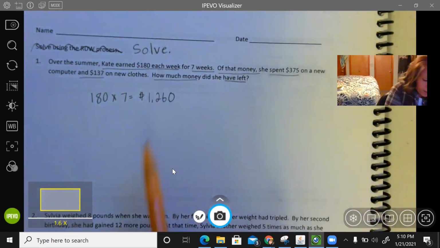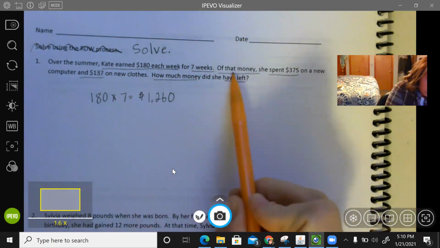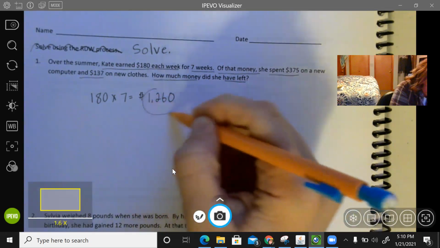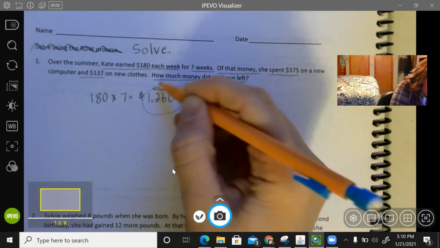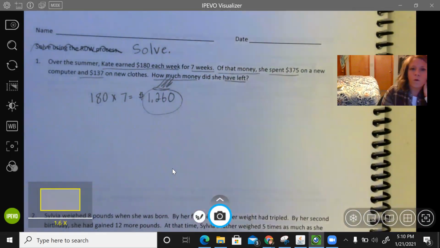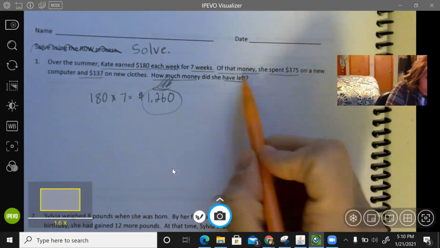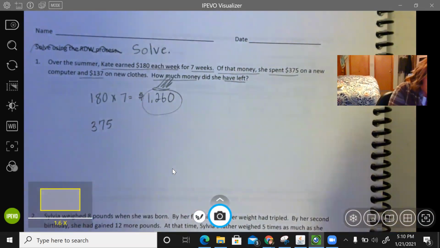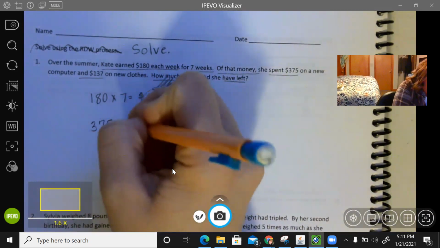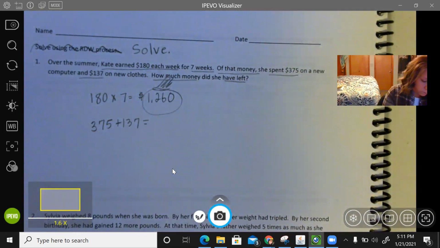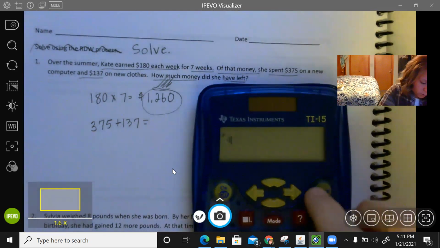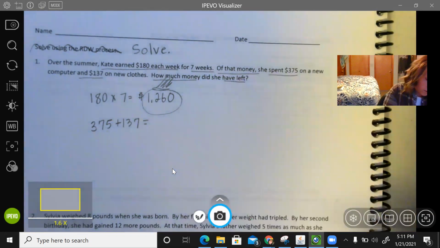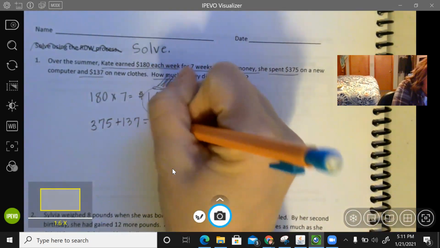Okay, so that's how much money she earned. So here's her big sack of money, $1,260. She spent $375 on a new computer and $137 on clothes. Computer and clothes. Okay, so I'm going to add 375 and 137 to get 512.